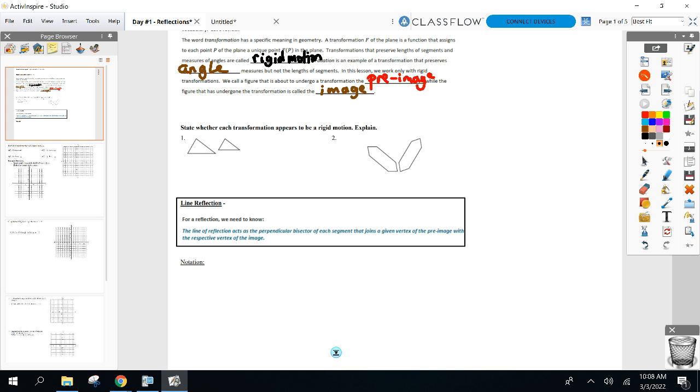State whether the transformation appears to be a rigid motion or not. So remember, in a rigid motion, the side lengths and the angle measurements do not change. Does that look like it in number 1, as I go from the triangle on the left to the triangle on the right? Did the side lengths change? Yeah, they did. So this cannot be a rigid motion. No, side lengths are different. It's referred to as a rigid motion when everything stays the same.